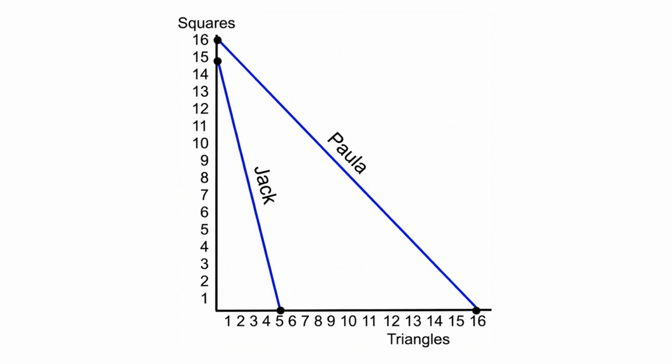Now let's bring in another producer, Paula. Unlike me, Paula is ambidextrous. She can draw with both hands at the same time. In just 10 seconds, she can produce 16 squares with her right hand and 16 triangles with her left. Let's compare. I can make 15 squares. Paula can make 16. I can make 5 triangles. Paula can make 16. That means Paula can produce more of both goods in the same amount of time. So she has an absolute advantage in producing both squares and triangles. Absolute advantage simply means being able to produce more of a good with the same resources.